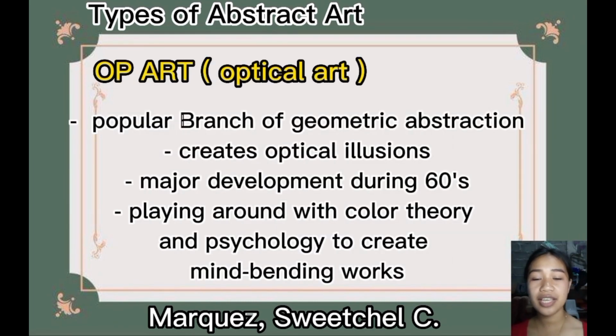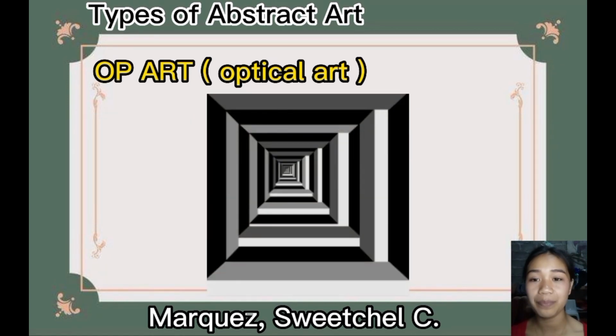Optical art. It is a popular branch of geometric abstraction. Op art creates optical illusions, a major development in the 60s with the likes of Bridget Riley playing around with color theory and psychology to create mind-bending works. And here is an example of op art or optical art.